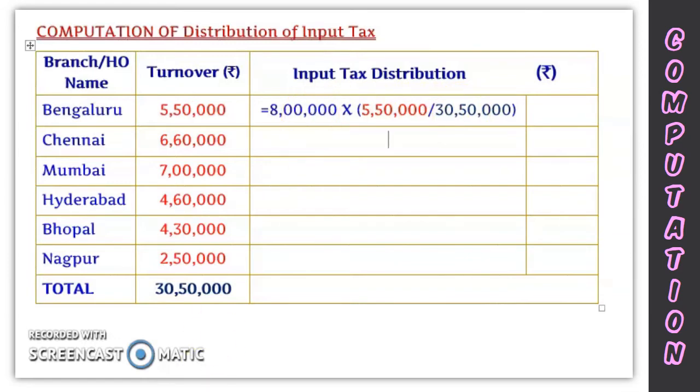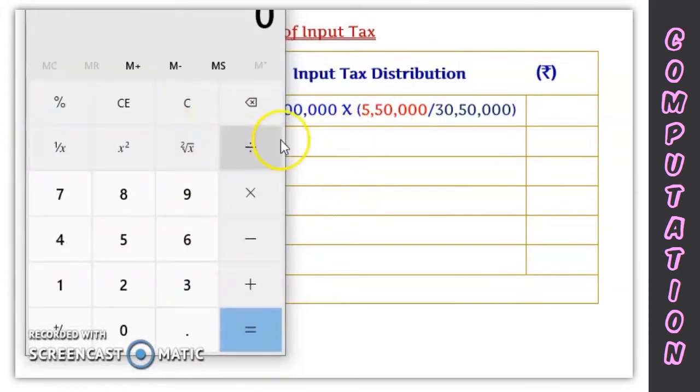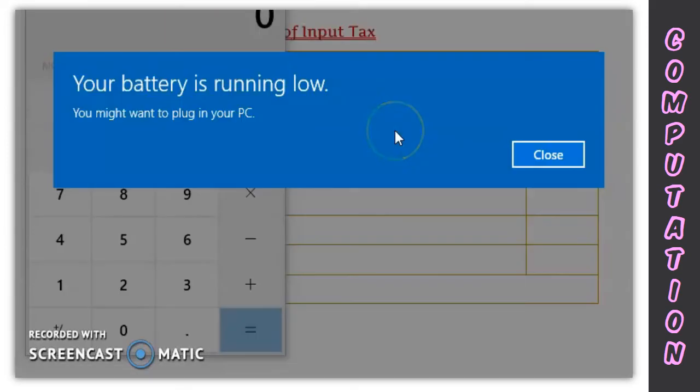So I'll use my calculator here. Okay, so what's the value? First value, which is 5,50,000, divided by 30,50,000. So this will be the weight. Sorry, I have done something wrong here. Yeah, I have deducted. It's not minus. Okay, it has to be divided by. So I'll change it. 5,50,000.